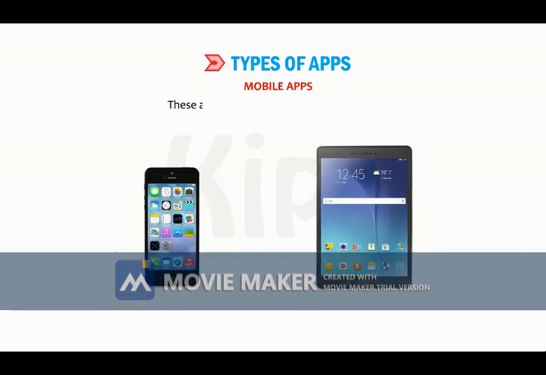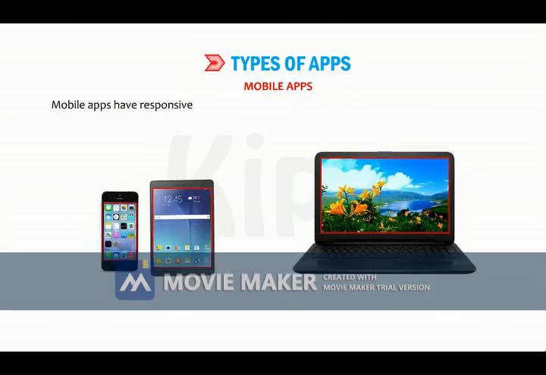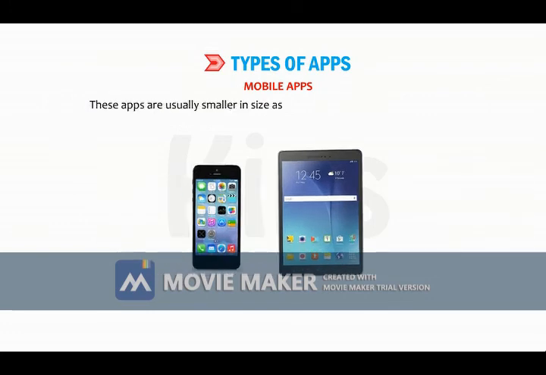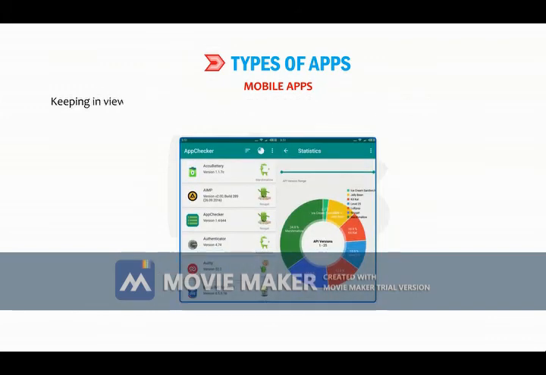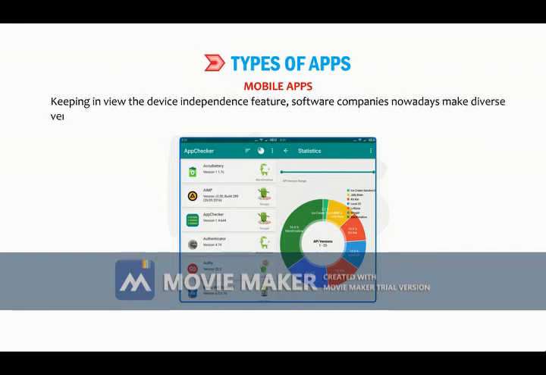Mobile apps. These apps run on a smartphone or a tablet. Mobile apps have responsive web designs to adapt to the much smaller screen sizes and orientation of the mobile devices. These apps are usually smaller in size as mobile devices have limited memory. Some mobile apps may come preloaded on cell phones or tablets. Keeping in view the device independence feature, software companies nowadays make diverse versions of the applications to be used as desktop apps, web apps or mobile apps.